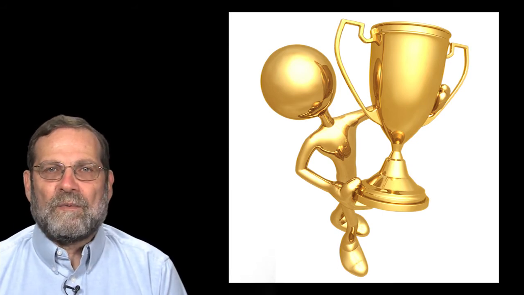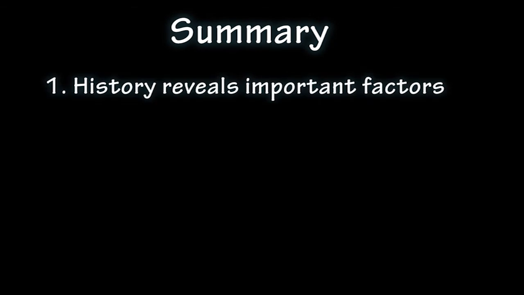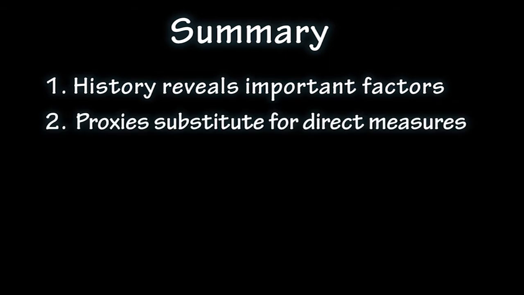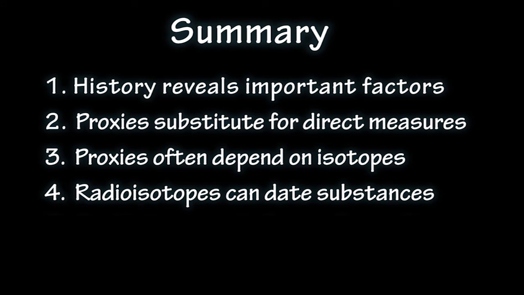This understanding of isotopes will allow you to evaluate the evidence about Earth's climate history that depends heavily on such proxy measurements. In summary, number 1, Earth's biological and geophysical history reveals what factors influence climate. Number 2, proxy measures are physical, chemical, or biological processes that vary strongly with climate and can substitute for more direct measurements of climatic parameters.